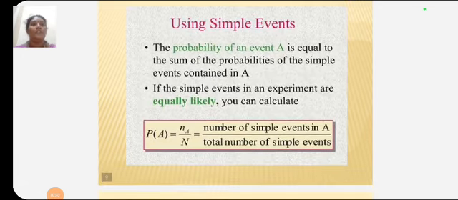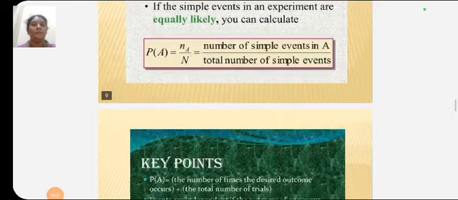Using simple events. The probability of an event A is equal to the sum of the probabilities of the simple events contained in A. If the simple events in an experiment are equally likely, then you can calculate P of A is equal to NA divided by capital N, that is the number of simple events in A divided by the total number of simple events.